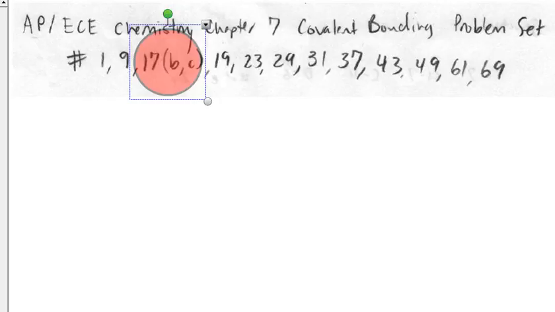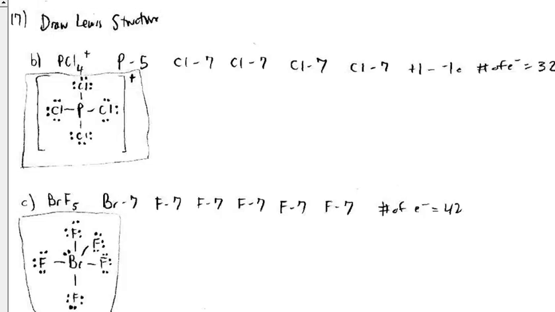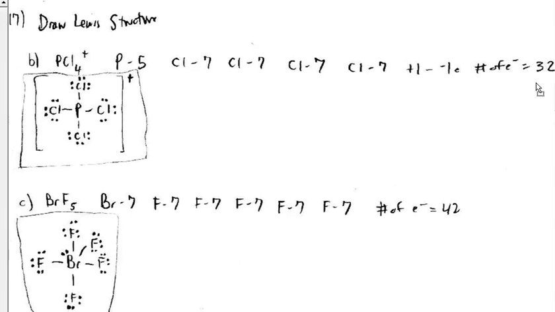Alright, up next, 17, parts B and C. More and more Lewis structures, oh my. For PCl4 plus, first time we encounter a positive sign. Plus means you actually lose an electron, subtract an electron, so we have a total of 32 electrons here.